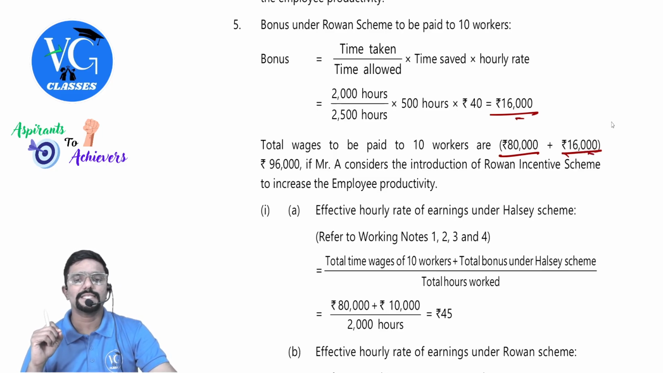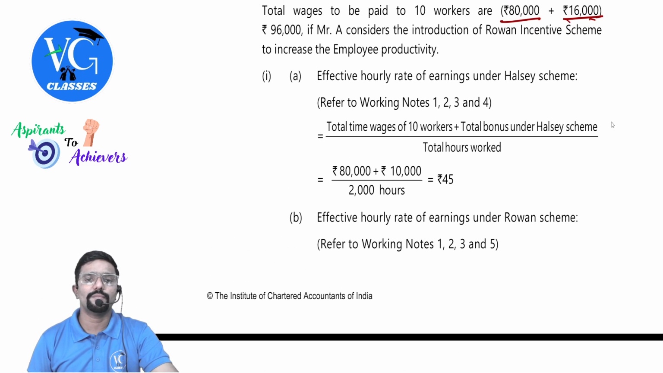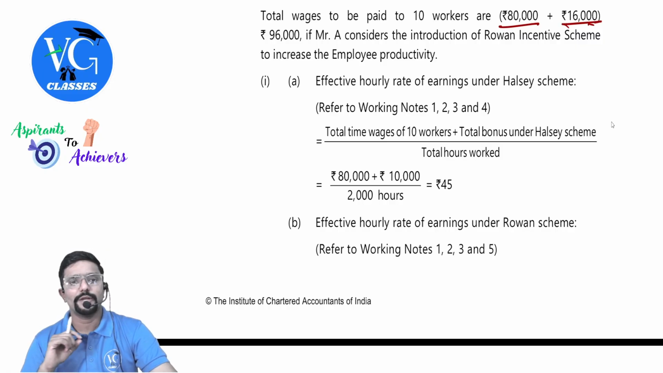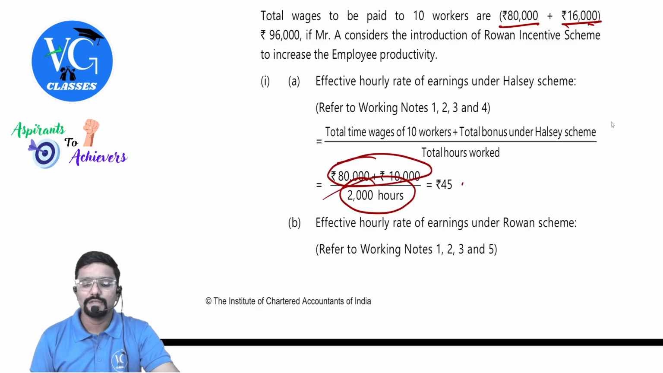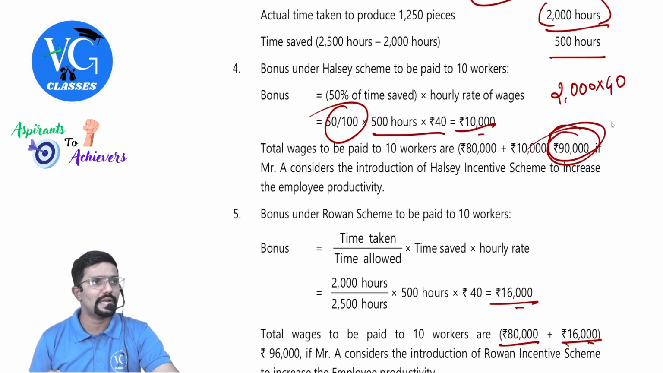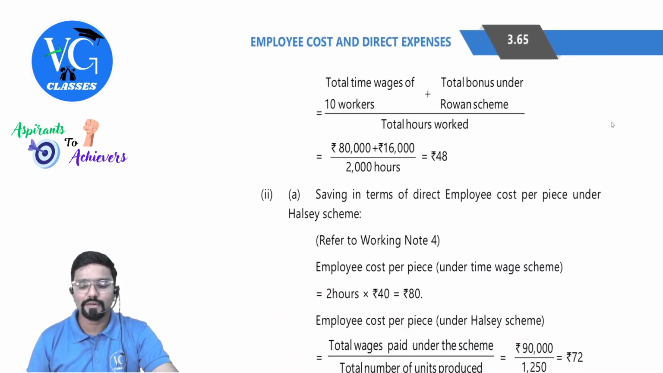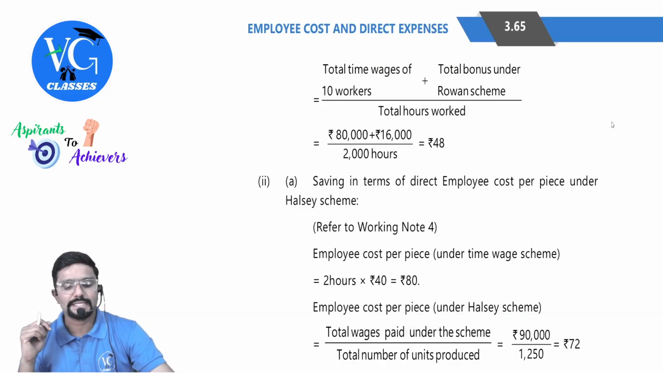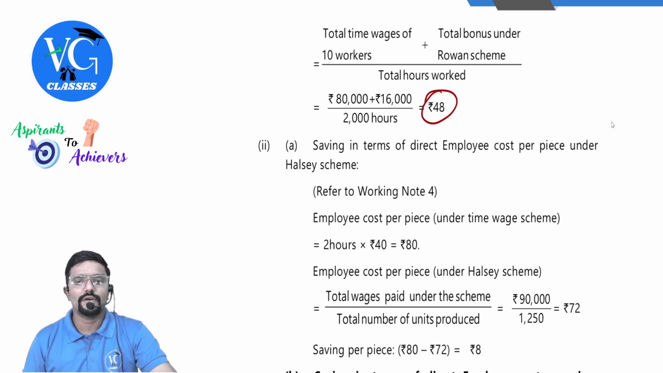If Mr. A considers the introduction of Rowan incentive scheme to increase the employee productivity. Now coming to effective hourly rate of earnings under Halsey, guys, how much is the total amount? 90. For how many hours? 2000 hours. So it comes to 45. Sir, how did you get 90? This amount, guys. Coming to Rowan scheme, 96,000 divided by 2000 hours, which comes to 48.